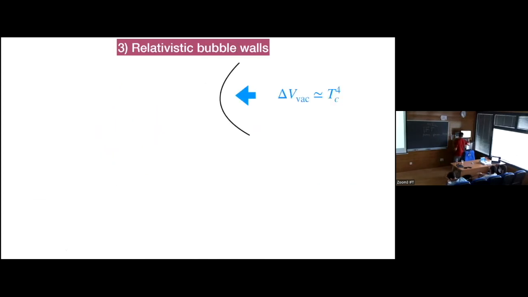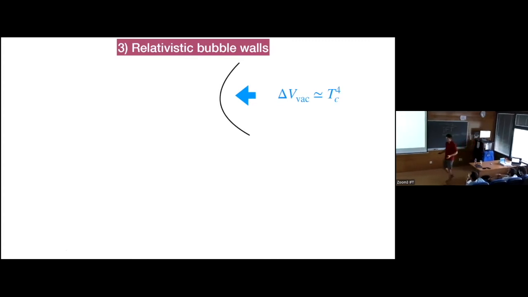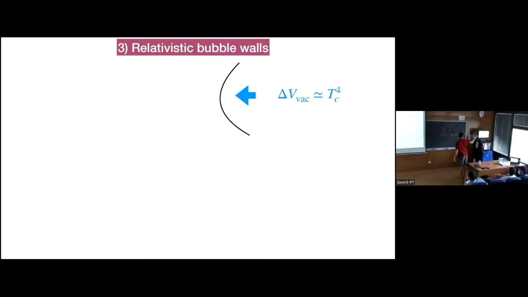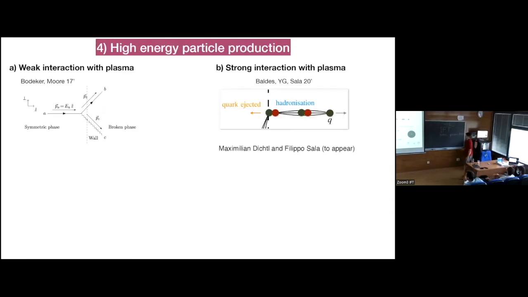Now I move to the third consequence, relativistic bubble walls. During a phase transition, you have bubble wall nucleation. And what is a bubble wall? It's just a domain wall separating two domains, and those two domains don't have the same vacuum energy. So you have a jump in vacuum energy, and this generates a pressure, an expanding pressure. The bubble wants to expand with a pressure which goes like Tc to the 4th, but you have to compare this.